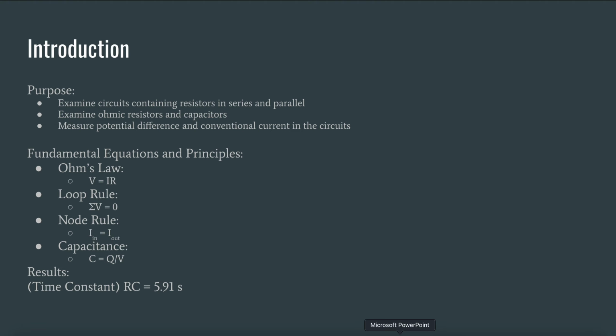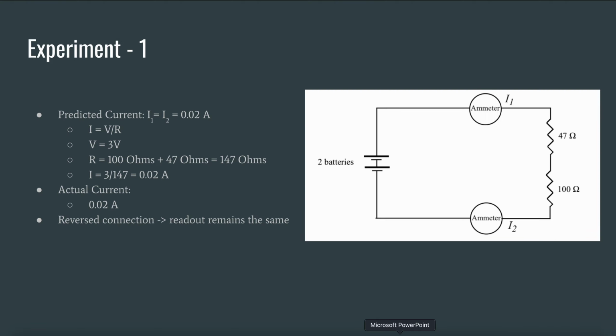And the most significant result of this experiment is that the time constant, RC, was found to be 5.91 seconds. So the first part of the experiment, it was predicted that I1 was equal to I2, which was equal to 0.02 amps.